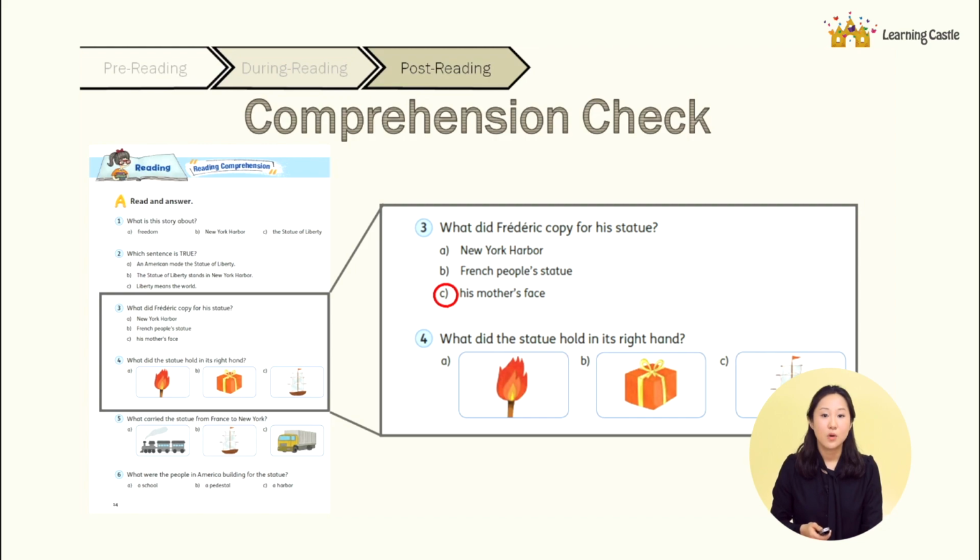Number 4, what did the statue hold in its right hand? A, a torch. B, a present. Or C, a ship. And students will say, oh, A, a torch. And yes, that is correct.